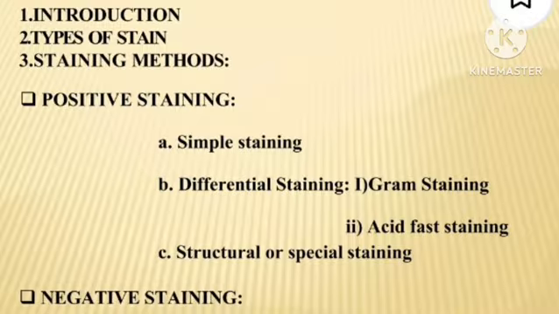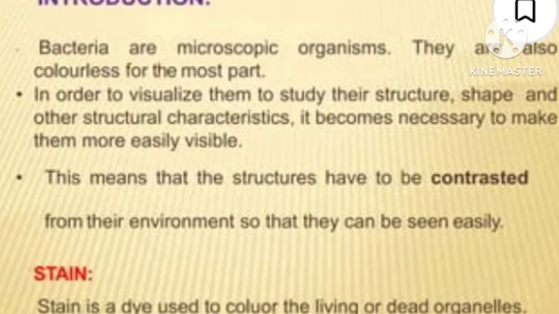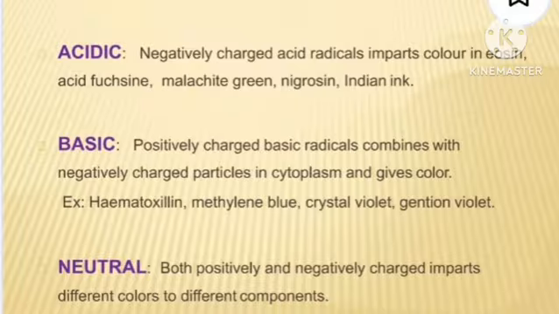Introduction, types of staining methods. Bacteria and microscopic organisms are colorless for the most part. A stain is a dye used to color living or dead organelles, and acidic, basic and neutral dyes are used. Acidic dyes are negatively charged and basic dyes are positively charged.